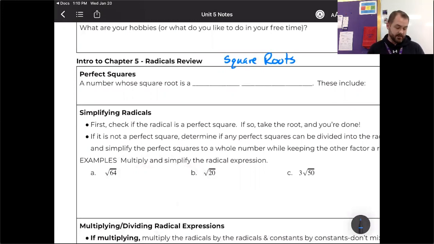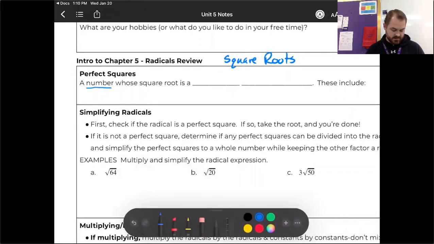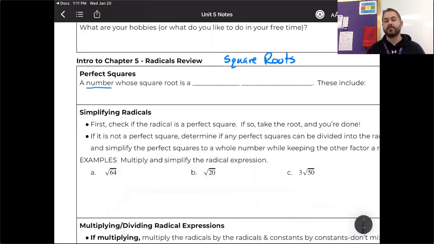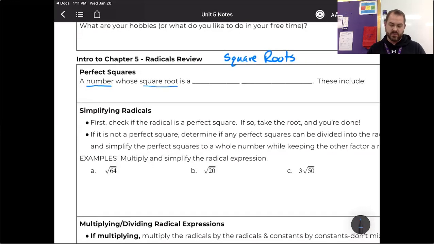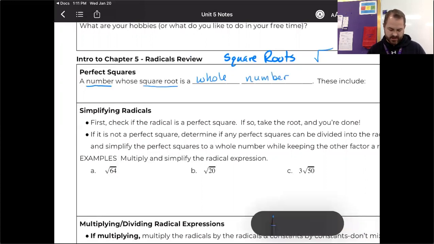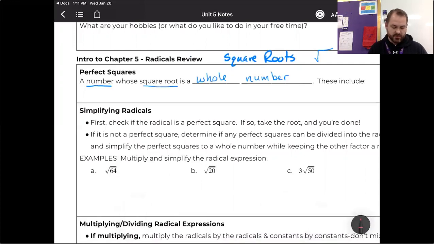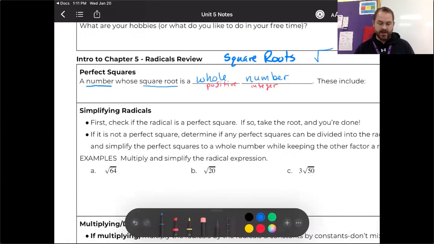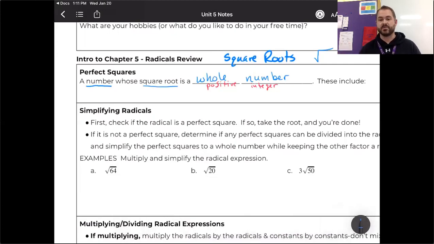A perfect square is a number. We're talking about a list of numbers. So a perfect square is a number whose square root, and square roots, remember, are those symbols, whose square root is a whole number, or another way of saying that would be, instead of whole number, we could say positive integer, or counting number even, okay, 1, 2, 3, 4, 5, 6, 7, 8, 9, those kind of numbers, no fractions, no decimals.